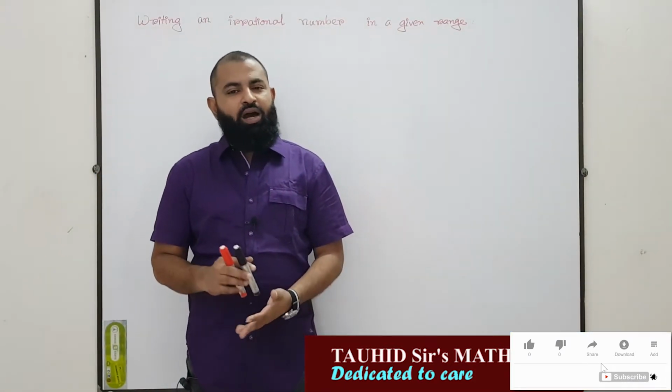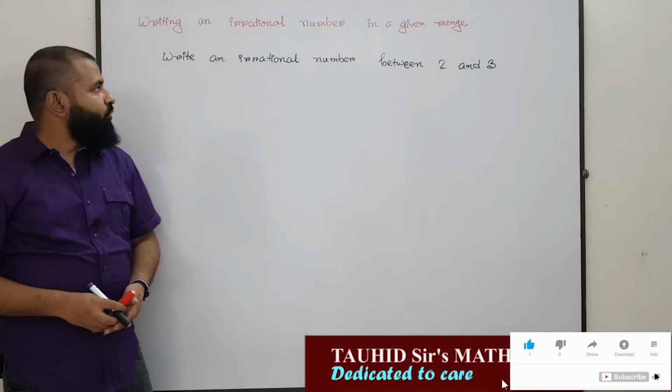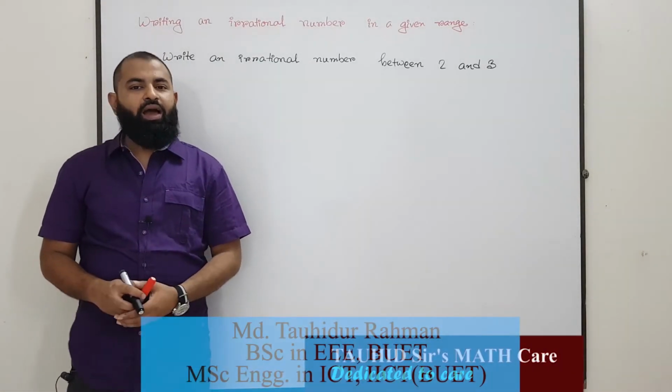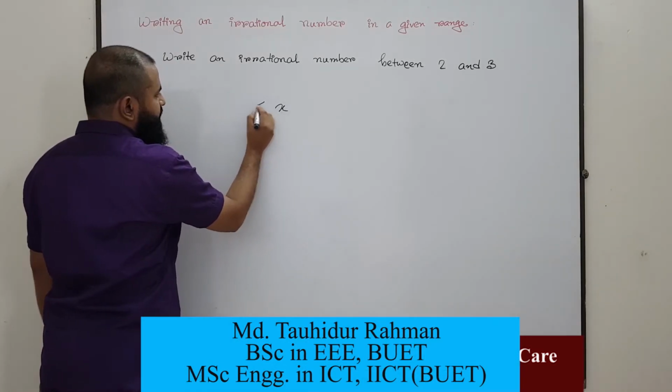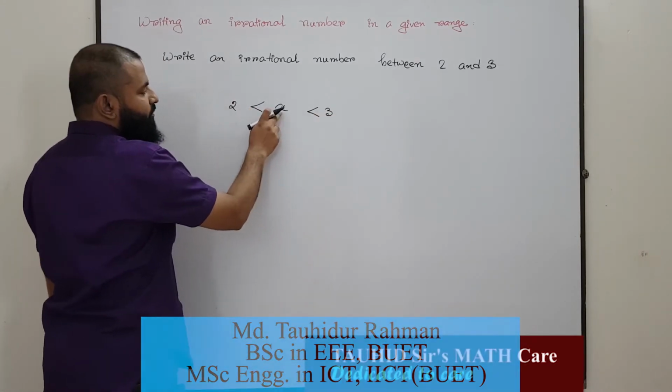Now we can learn how to write an irrational number within a given range. For example, write an irrational number between 2 and 3. How can we solve this? At first, guess an irrational number between 2 and 3. Let this number be x.